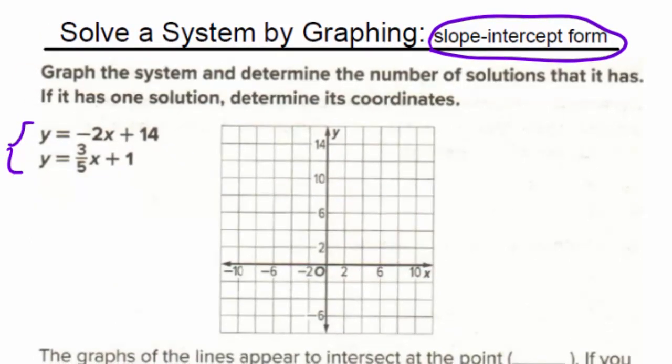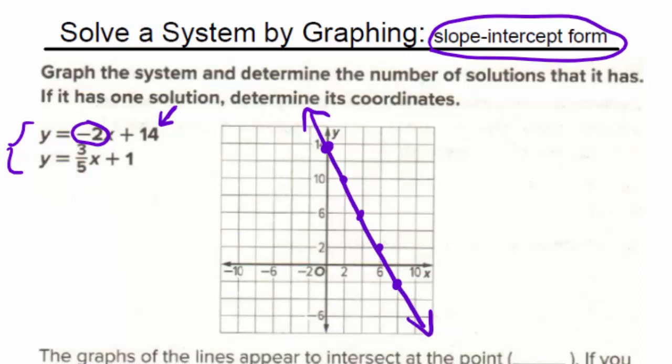The first thing I'm going to do is graph the first one in blue here, and that's going to have a y-intercept of 14, so I'm going to start right at 14. Then it has a slope of -2, so I'm going to go down 2 over 1, and actually I'm going down 4 over 2. I'm going to draw my line.